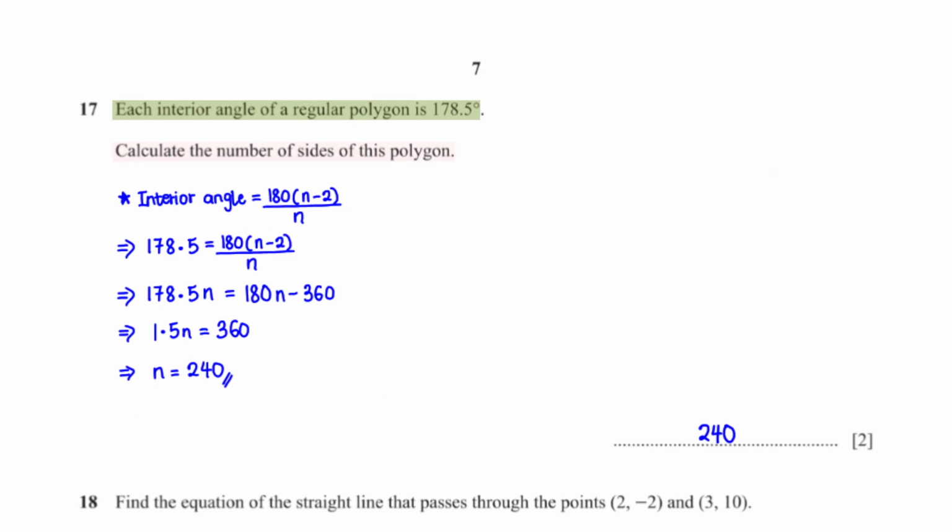Each interior angle of a regular polygon is 178.5 degrees. Calculate the number of sides of this polygon. Here is the formula for the interior angle of a regular polygon. We've been given the interior angle as 178.5 degrees and we need to find n, which is the number of sides of the polygon. When we multiply both sides by n, this is what we have. When we group like terms and divide both sides by 1.5, we get n equals 240.